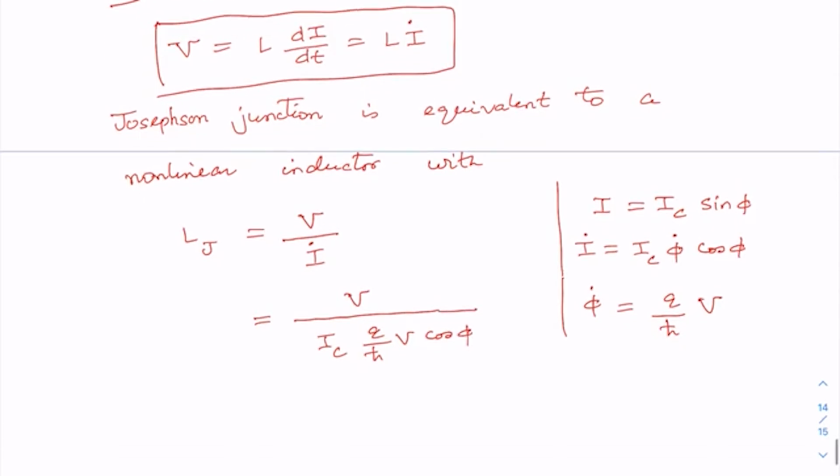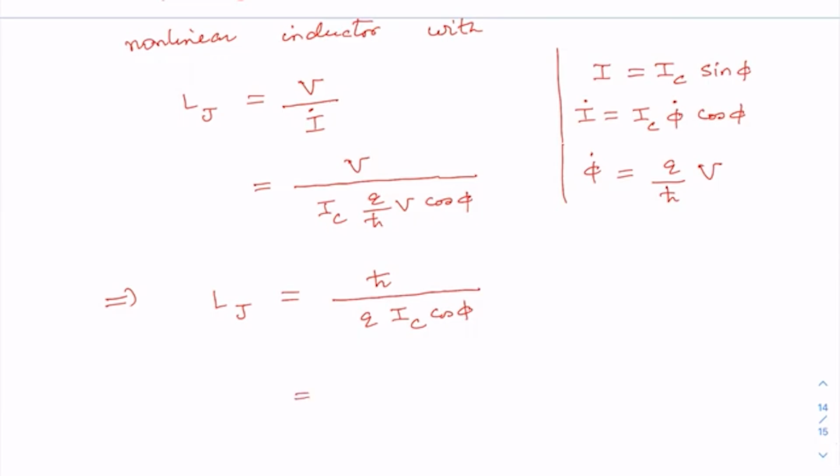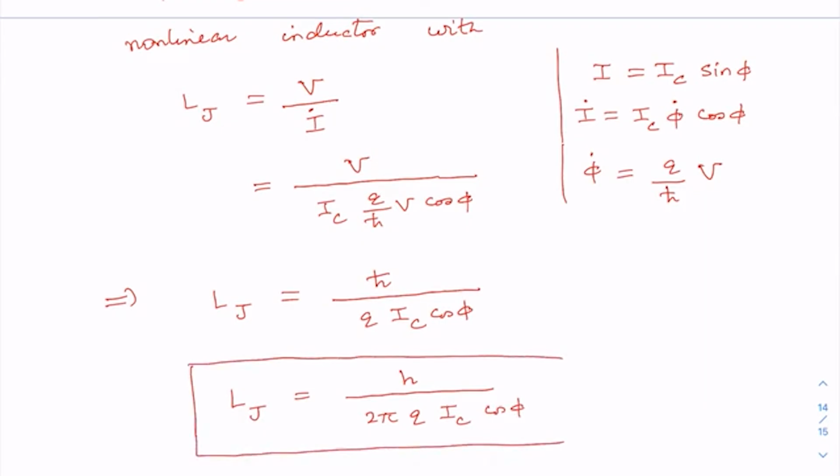So this implies that the inductance of the Josephson junction is simply h cross divided by q into IC cos phi, or I can write it as h divided by 2 pi q into IC cos phi, where h is Planck's constant. And this is the reason why we say that the Josephson junction is a nonlinear element.